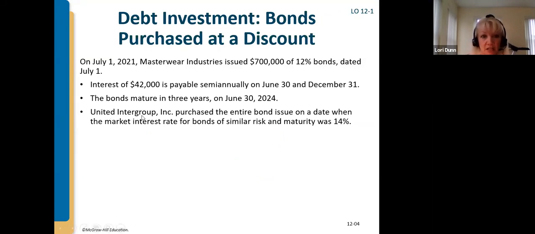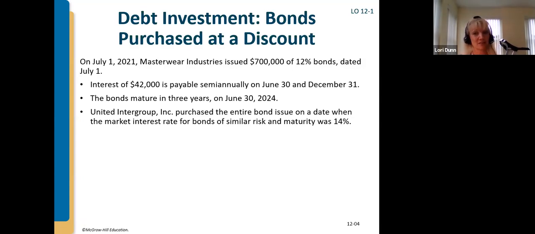We are United Intergroup. We're the investor. This company, Masterware, we saw them in our last chapter, is the one selling bonds with a face value of $700,000, 12% contract rate of interest, dated July 1. So the interest starts accruing on these on July 1, the day the company is selling them. Interest of $42,000 is paid every 6 months, $700,000 times 12% times 1/2, and the bonds mature in 3 years. United Intergroup purchases the entire bond issue when the market interest rate is at 14%.